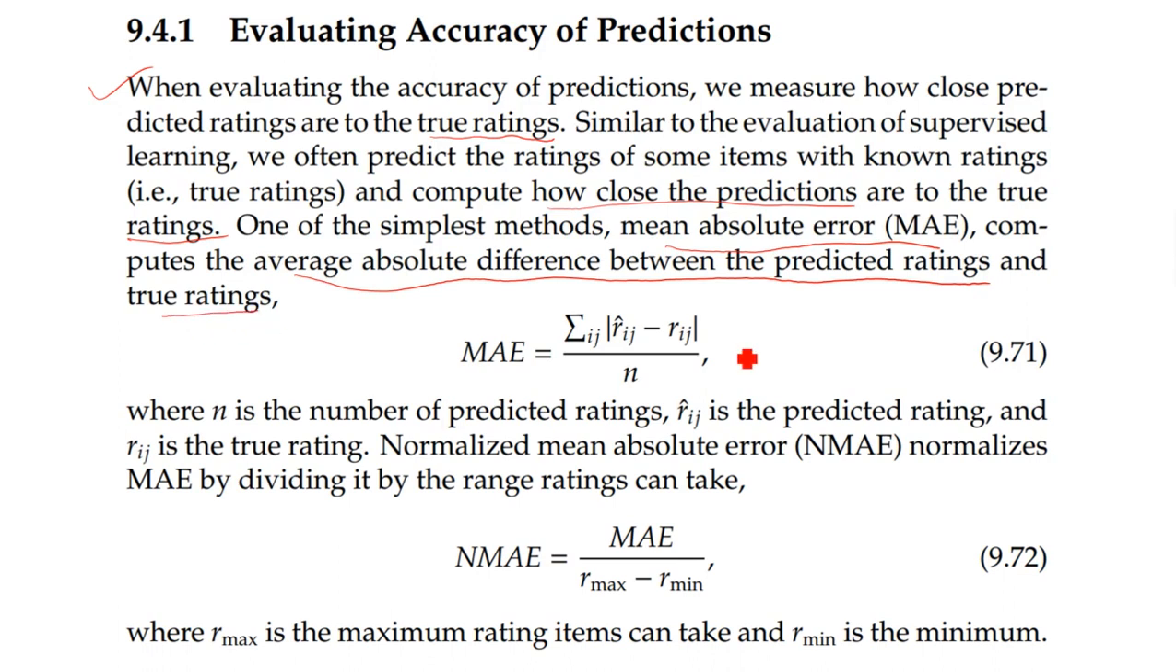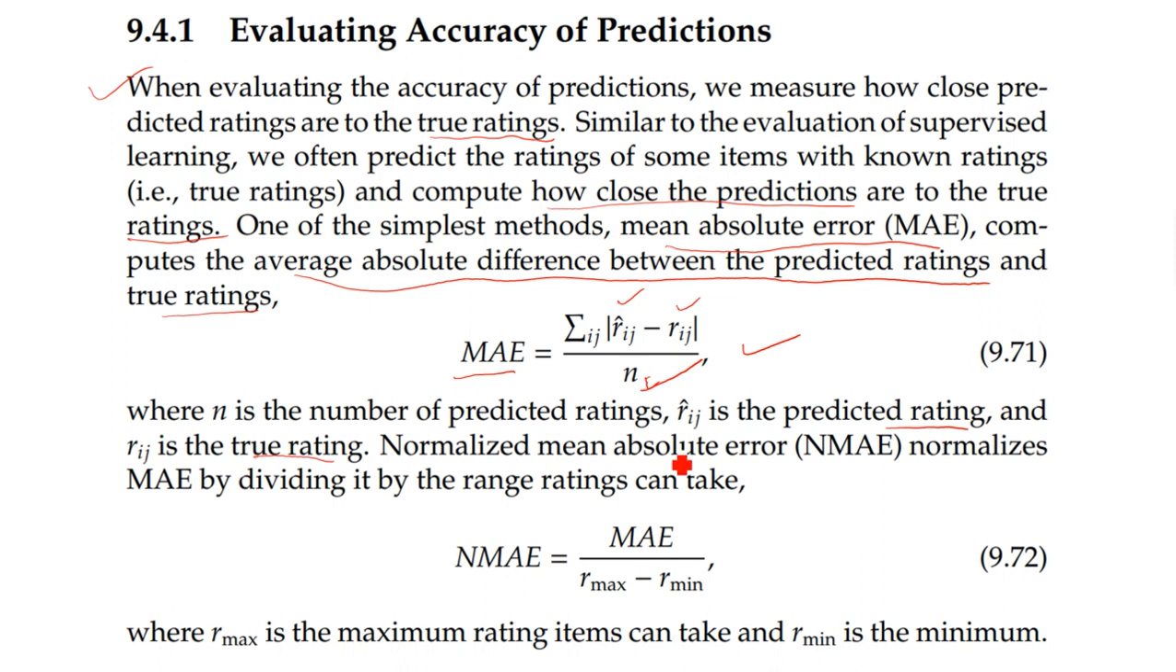and true ratings. So this is the formula: the mean absolute error, MAE, is equal to summation over i, j of |r cap ij minus rij| divided by n. So we can apply this formula and find the mean absolute error, where n is the number of prediction ratings, r cap ij is the predicted rating, and rij is the true rating. That means we take the true rating and the predicted rating, and we can find the difference, or the mean absolute error.